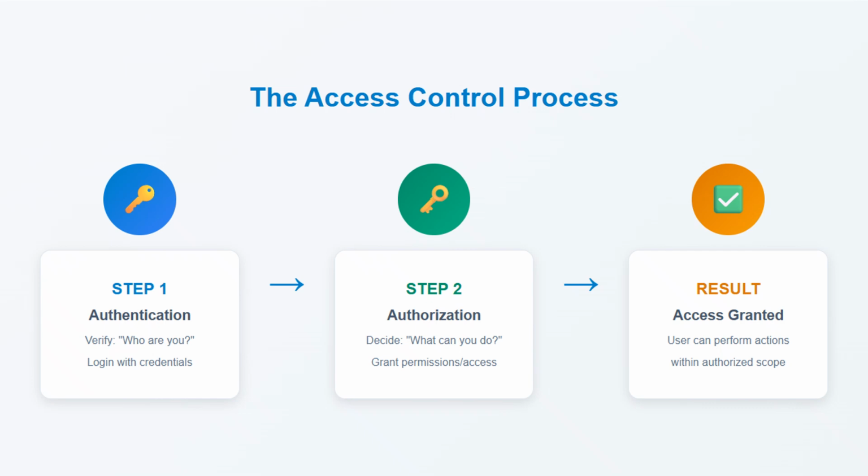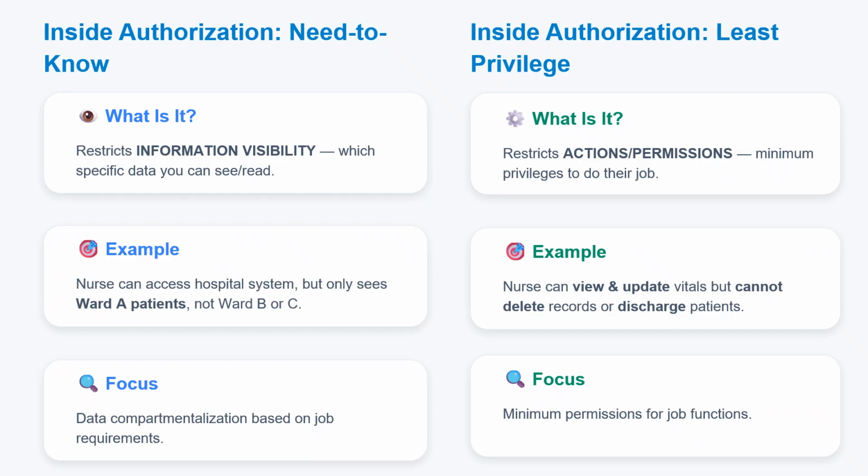Result: access granted. If both authentication and authorization checks are successful, access is granted. You're now inside the system, but only within the scope of the permissions assigned to you. Think of it like entering a building with your ID, but only being able to unlock the rooms you're authorized for. Now let's go one level deeper inside authorization, because authorization isn't just one thing. It actually has 2 important layers: need to know and least privilege.